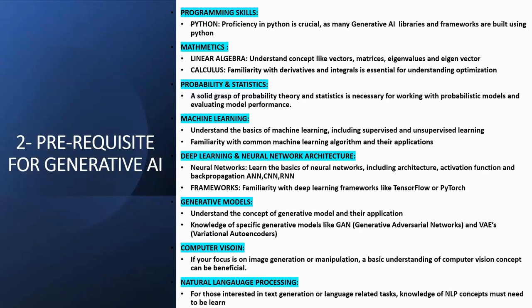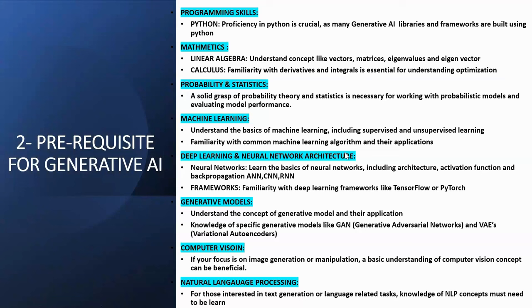So the next one. To build generative AI projects, one programming language, Python, is good enough, because Python is crucial as many Gen AI libraries and frameworks are built using Python. So one programming language is good enough to build Gen AI projects, AI projects, data science projects, and all those things. We should also know mathematics like linear algebra, and understand concepts like vectors, matrices, eigenvalues, eigenvectors, and all those things.